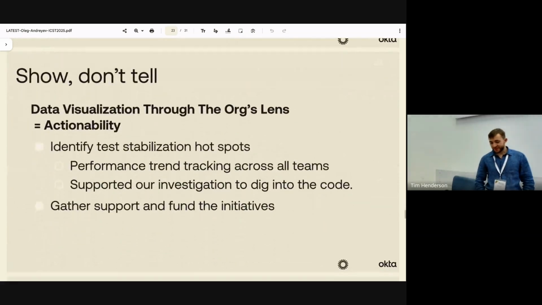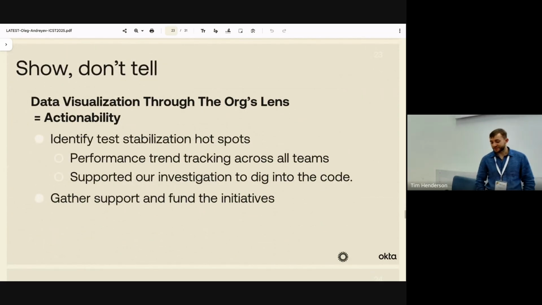So data visualization through the org's lens. Let's look at some dashboards. We want to identify the best performing teams and the worst performing teams. And we also want to use that data to source generic framework level fixes that fix many tests in one suite, right? Race conditions, non-parallel safe tests, complex permutation testing and stuff. So all these optimizations were implemented across the entire code base, and that would not have been possible without having a silent flaky test level.